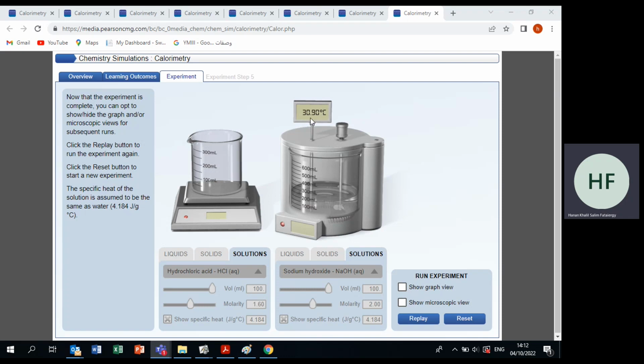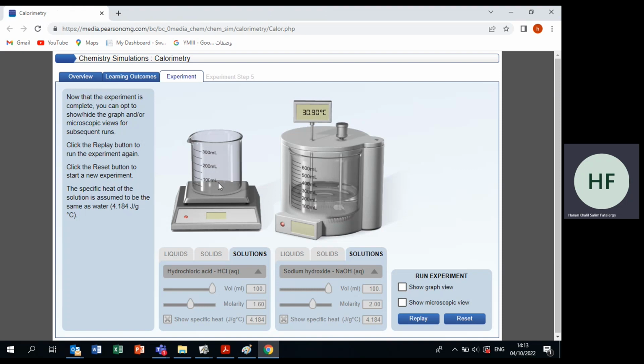It was 20 and now it is 30. So how much is delta T? Delta T is around 10 degrees. So this reaction is exothermic or endothermic? For sure it will be exothermic because the temperature increased. Okay, now this is one experiment that you can do. You can type this link and you can try to do this experiment by yourselves.